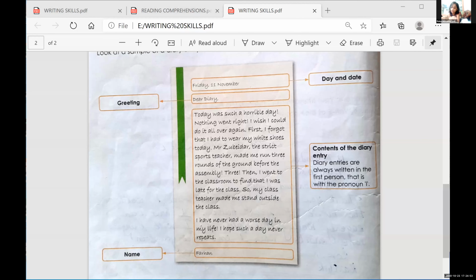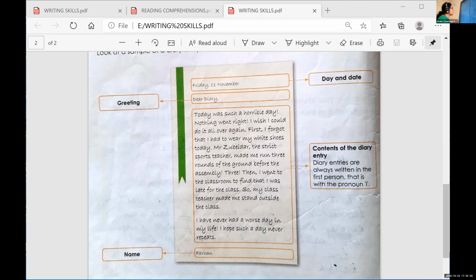Look, at the top you have the day and date. Then you have the greeting. Greeting means salutation, dear diary. Then what is written here? Today was such a horrible day. Nothing went right. See, you are talking to your diary as if the diary is your friend. Dear diary, just like dear friend. Dear diary, today was such a horrible day. Nothing went right. I wish I could do it all over again.